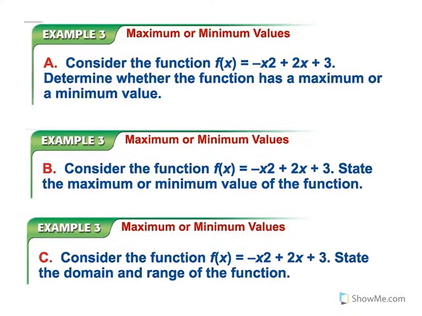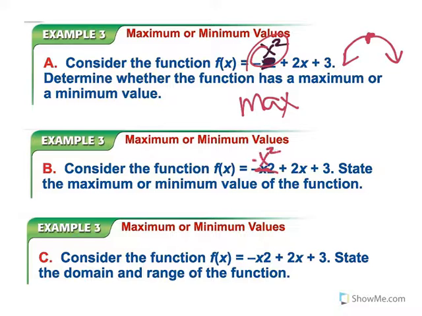Alright, so on A it says consider the function f of x equals -x squared plus 2x plus 3. And it says determine whether the function has a max or min. You can actually just look at this and see that since it's a negative number in front of your x squared, it's going to open downward, and that means you're going to have a max. Now, if you wanted to, you can always plug that into your calculator, and you could see that it has a max value.